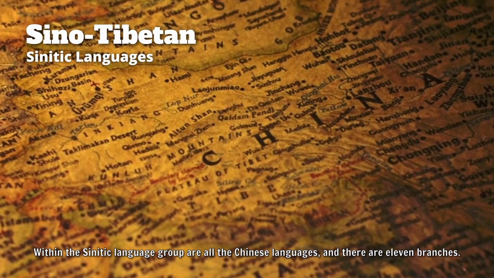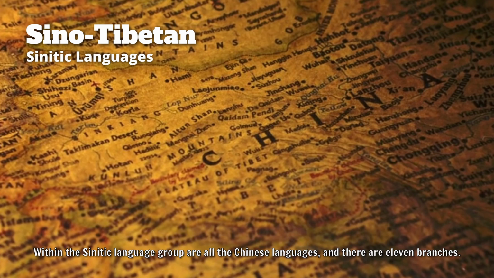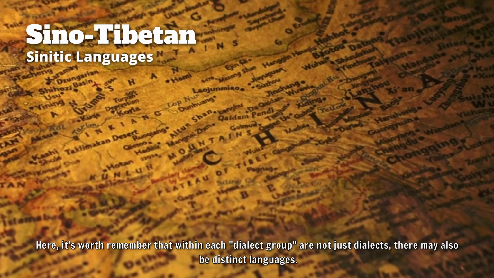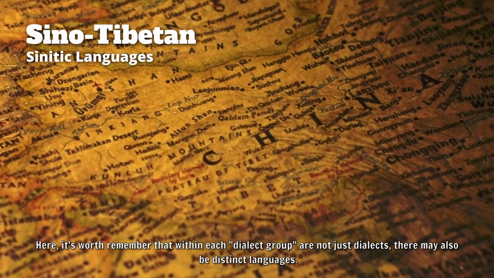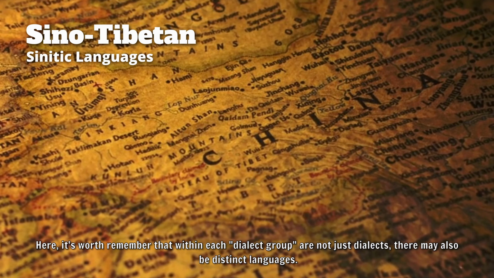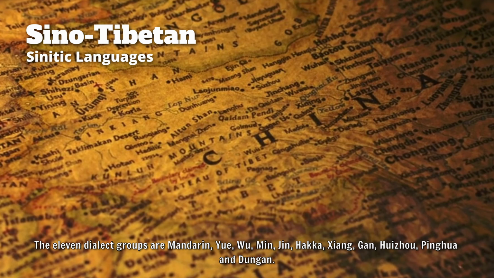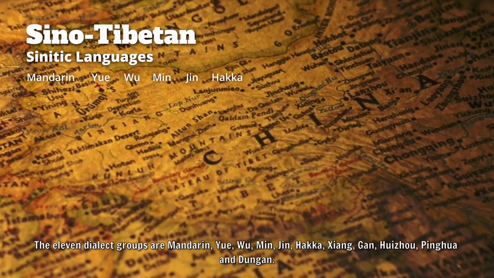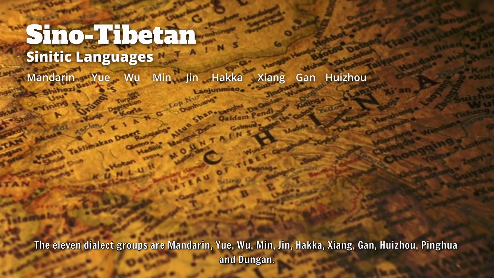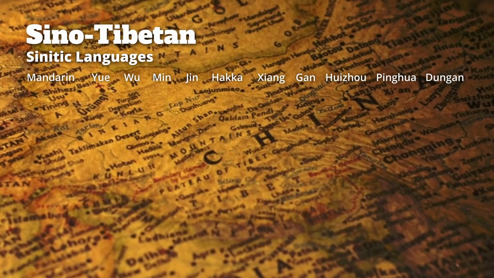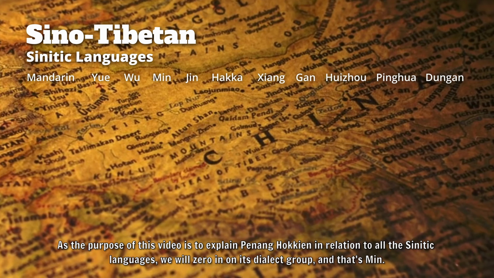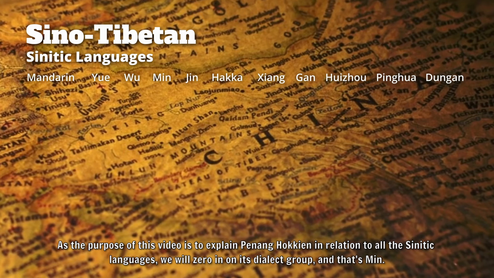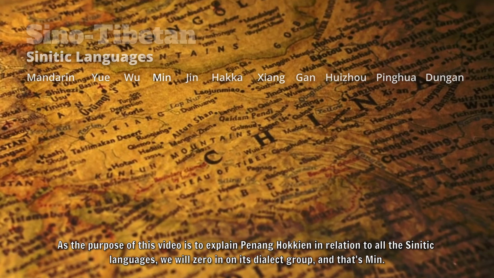Within the Sinitic language group are all the Chinese languages, and there are 11 branches. Each branch is known as a dialect group. Here it's worth remembering that within each dialect group are not just dialects, there may also be distinct languages. The 11 dialect groups are Mandarin, Yue, Wu, Min, Jin, Hakka, Xiang, Gan, Huizhou, Pinghua, and Tunkan. As the purpose of this video is to explain Penang Hokkien in relation to all the Sinitic languages, we will zero in on its dialect group, and that's Min.